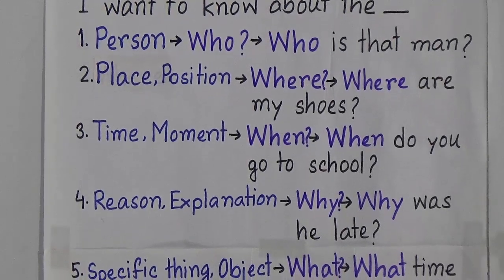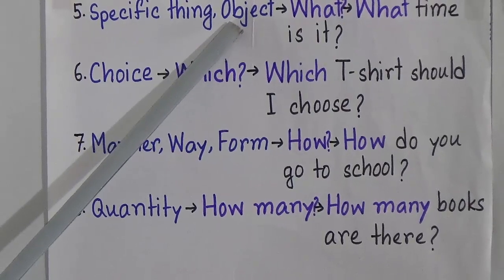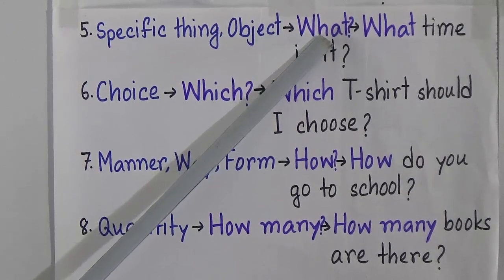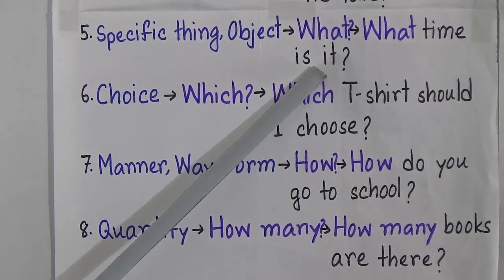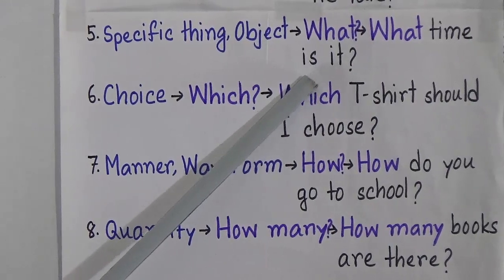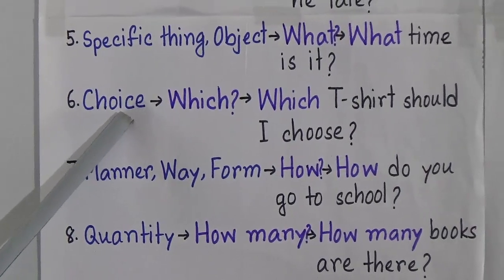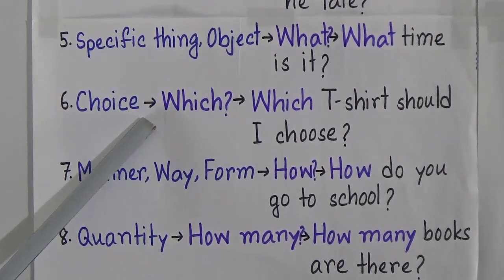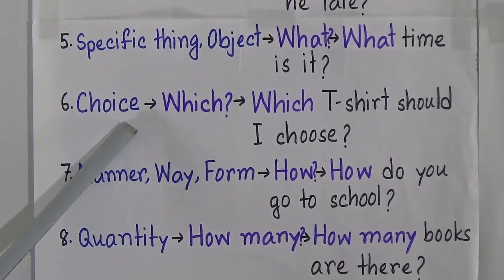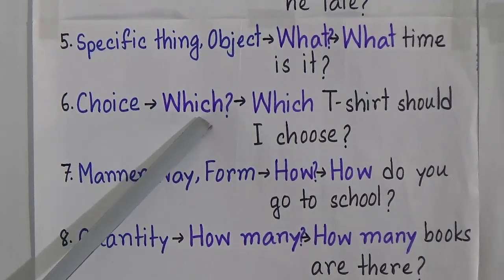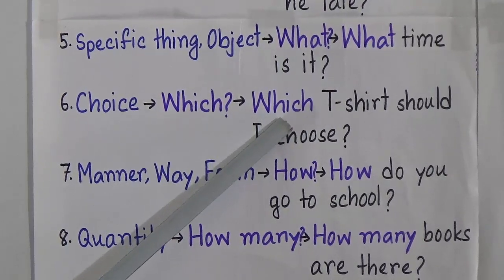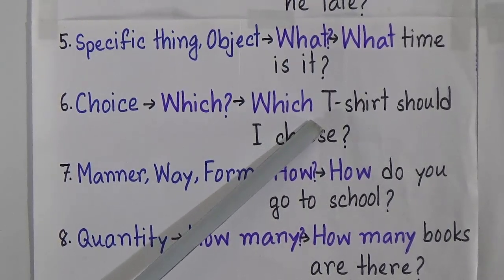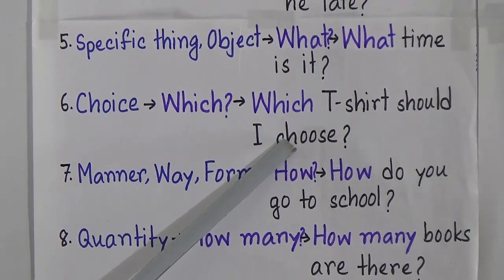And then if you want to know about a specific thing or object, what will you use? Yes, all of you know it. We will ask the question with what. For example, what time is it? That means you want to know the specific time. And then if you want to make a choice, or if you want to choose something, if there is any alternative, you will use which to ask the question. An example, which t-shirt should I choose? That means there are more than one t-shirt, so you need to choose from them.